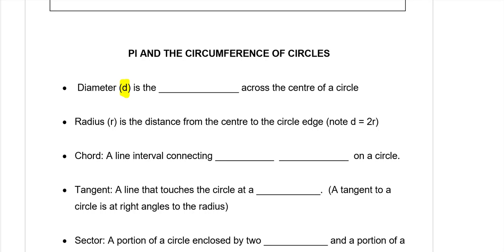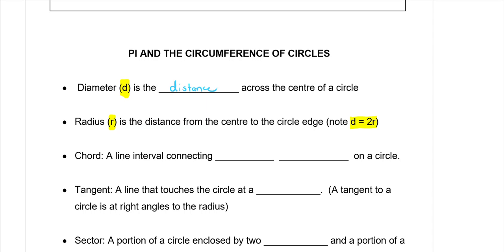It is the distance across the circle going through the center. And we're going to draw all of these in a diagram down the bottom of all this. Next we have the radius. The radius is given the symbol little r. It is the distance from the center of the circle to the edge, and it says there to note that 2 lots of the radius is equal to the diameter.